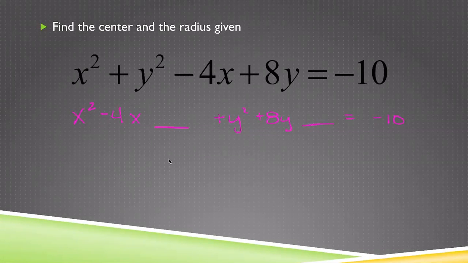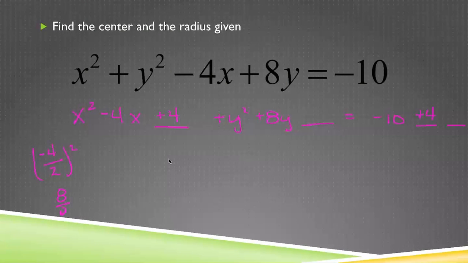So we're going to take our coefficient of our x, which is -4, divide it by 2 and square it. Now, if we put 2 blanks on the left-hand side, you're going to also have to put 2 blanks on the right-hand side. So -4 divided by 2 is a -2. -2 squared is a 4. So if I add 4 here, I must add 4 also to the other side. I also need to do that with my y.